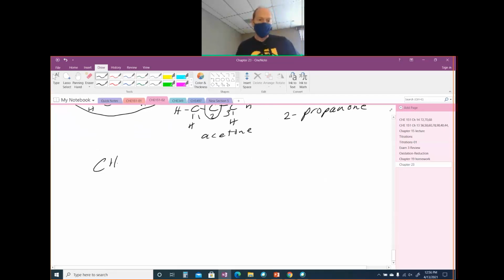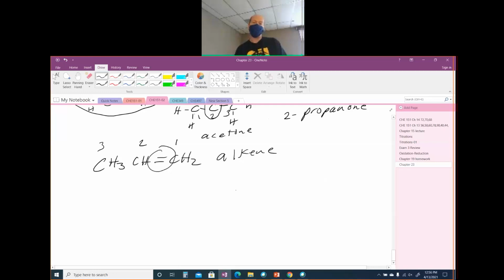All right, CH3, CH, double bond, CH2. Anytime you have a double bond, I would circle my functional group and say that is an alkene. So the double bond is the functional group, the alkene is the class of compound, and then you will name it. 1, 2, 3, again, is the longest carbon chain, so that is a propene. It is an alkene, and it's going to end in -ene.